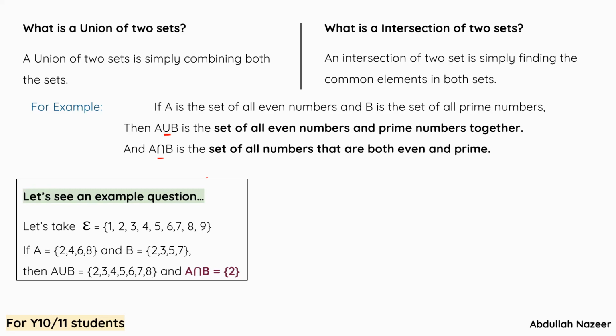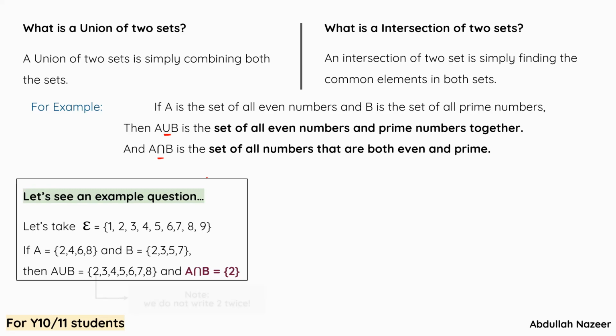Then A union B will be 2, 3, 4, 5, 6, 7, 8. It's just combining both the sets together, because that's what union does. Union combines the sets together. So A is all the even number set, B is all the prime number set. So when you put them together, you get both prime and even numbers in the union set.